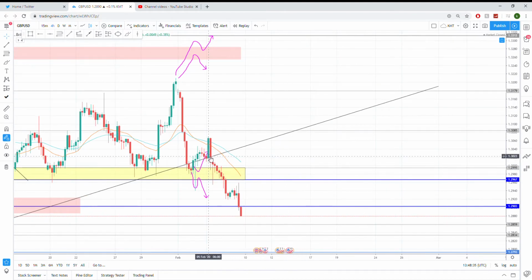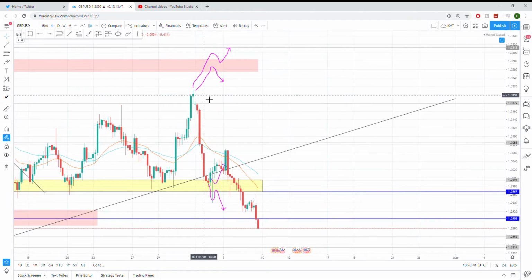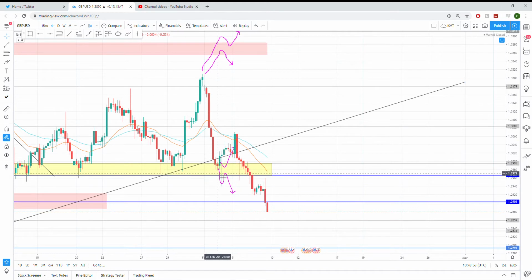So GBPUSD for this week, essentially we were starting off at this point up at the top, and we were looking for the reversal point to come into this area here. But essentially we failed to do so, and we felt a big bearish pressure due to the GBP weakness. So essentially we got into our reversal zone here.